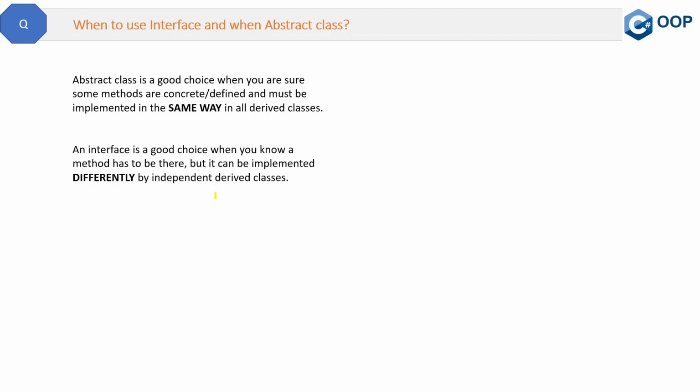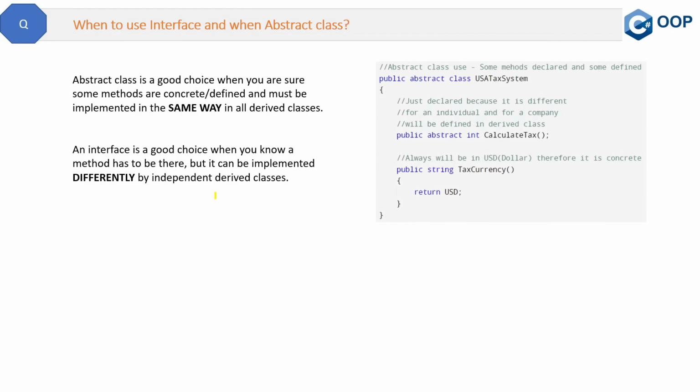Let me explain this with the help of an example. For example, suppose you are creating a project for the USA tax system. So here is the USA tax system class. Now the calculate tax method is just declared here because tax calculation is different for an individual and it is different for a company, right? So you cannot implement it here. This will be defined or implemented in the derived class.